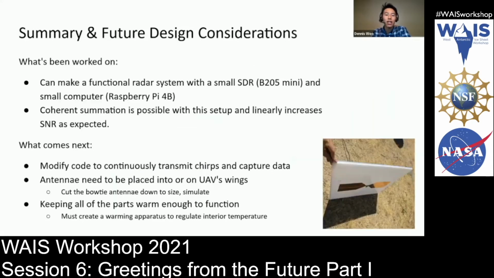So in summary, this project was about making a functional radar system with a small SDR, the B205 Mini, and a small computer, the Raspberry Pi 4B, and verifying that coherent summation was possible with this setup.